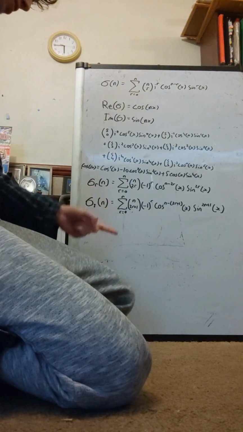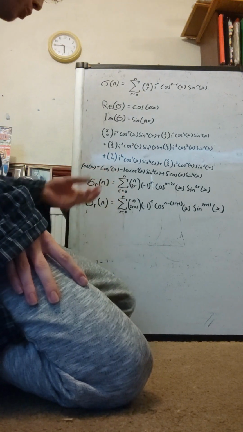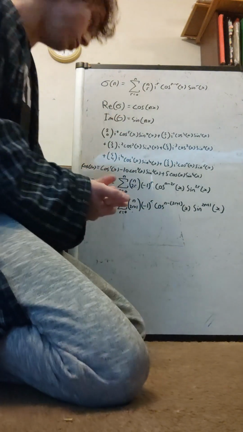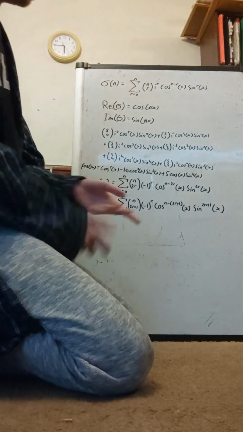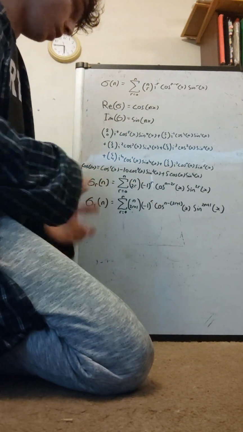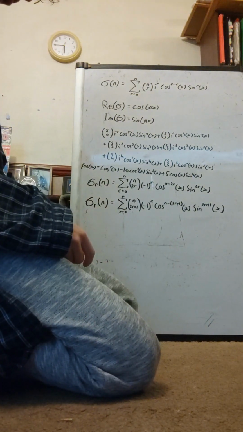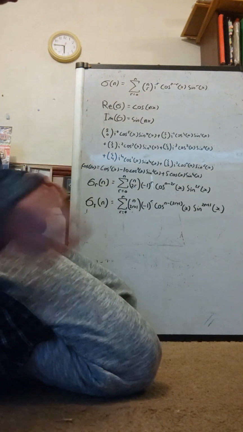to the odd part. So you have n choose 2r plus 1, minus 1 to the r stays the same because you're not using the complex number really, you're just simulating it. And then you have cosine of n minus (2r plus 1) times sine of 2r plus 1, or should it, yeah, 2r plus 1, I don't know why I wrote 2n plus 1.